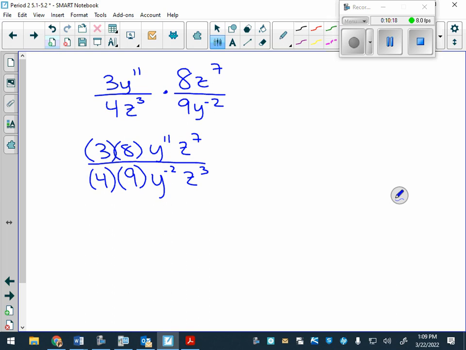Okay? Now, looking at our y's first. This negative exponent should go where? To the top. So we have y to the 11th times y squared, which is? Y to the 13th. Good. Okay. Now, what do we do here? Divide, so it'd be z to the 4th. Z to the 4th. Excellent. Okay. So now, with our numbers, can we cancel out anywhere?